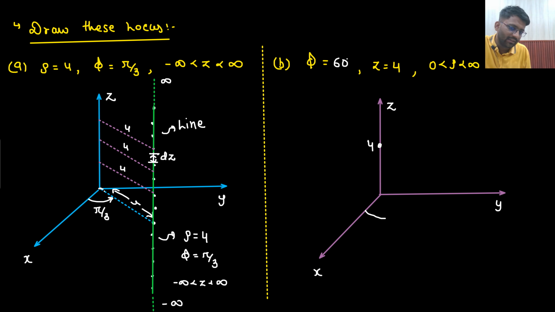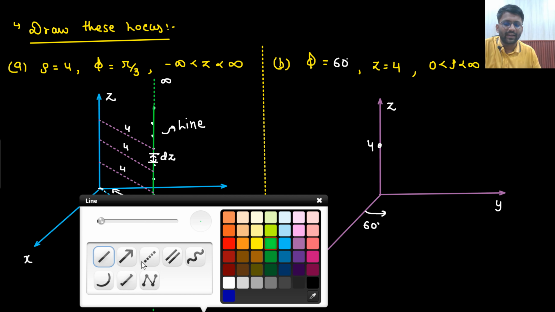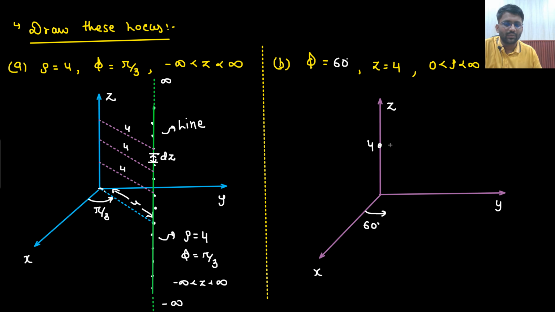So the angle made with the x-axis is 60 degrees. But the line will not be here. The line will be at z equals to 4. This will be the line. Rho will be varying from 0 to infinity. Here, what will be the value of rho? Here, the value of rho will be 0. And here, what will be the value of rho? The value of rho will be infinity.